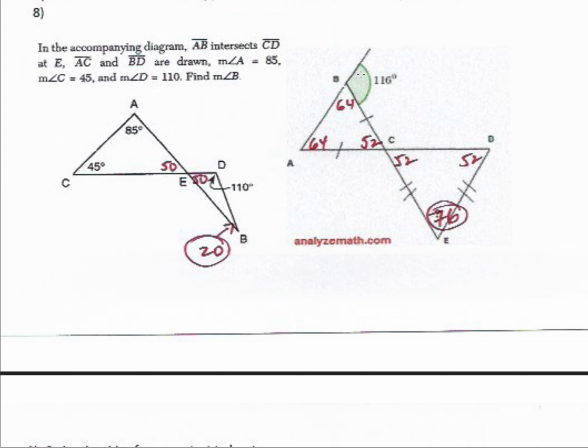All right, if this is 116 up here in green, then its adjacent linear pair angle has to be 64. But since this is isosceles, the base angles are equal. This is also 64, which makes this guy 52. So they add up to 180, which makes this guy 52 because they're vertical. And since this is also an isosceles triangle, notice the hash marks, angle D is also 52. Add those up, you get 104. The missing angle has to be 76.